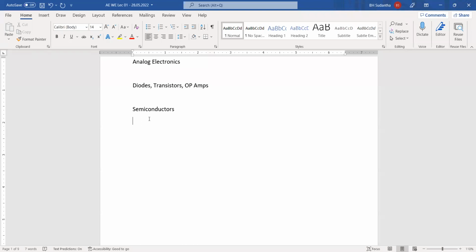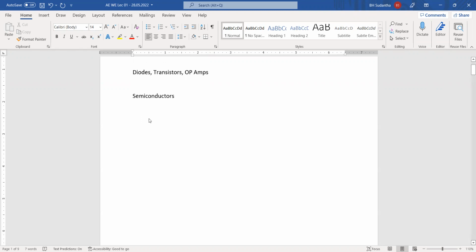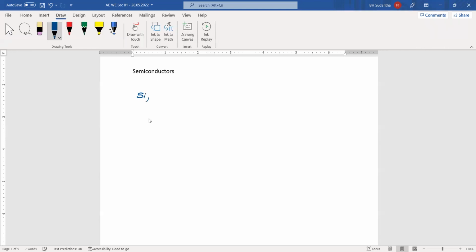But what about semiconductors? Why do we have this name, semiconductor? Because it has some kind of conducting characteristics. At the same time, it has some insulator-side characteristics also. Basically, when we consider the fourth group elements of the periodic table, first we discuss the fourth group element, silicon and germanium. These two elements are the most popular elements for making semiconductors.